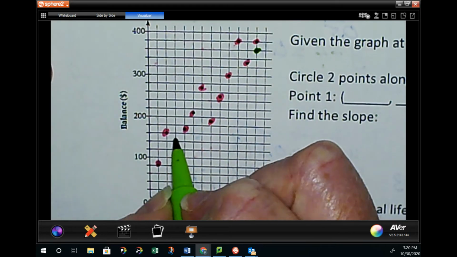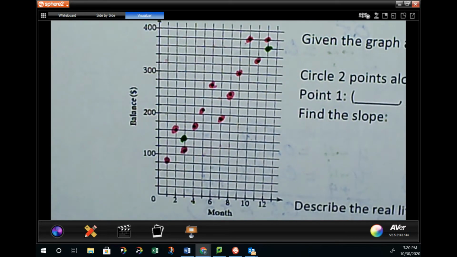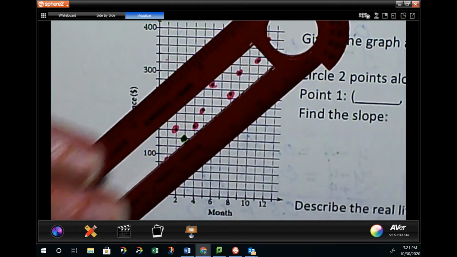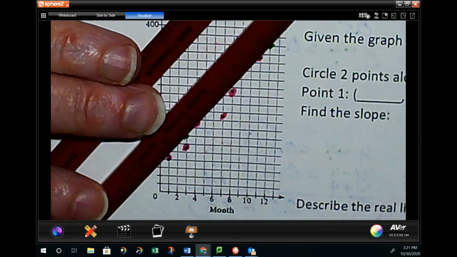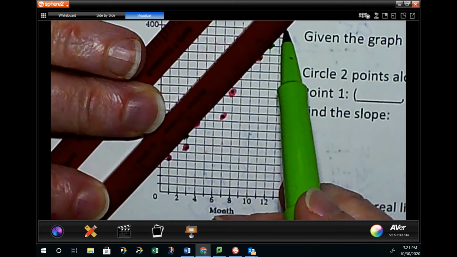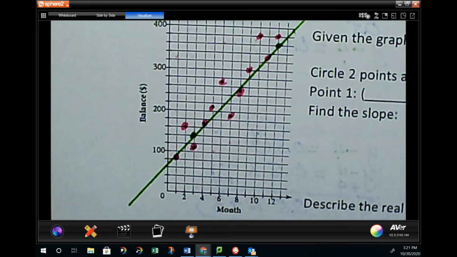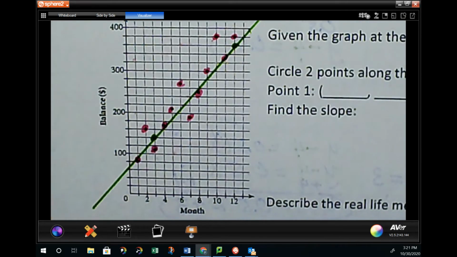Now I've made 2 little dots. Now you go through with a straight edge that won't move when you trace, and you've made your line of best fit, your trend line. That's a pretty good system. Now you find 2 points along your line. It doesn't matter if it's one of your original points or not.